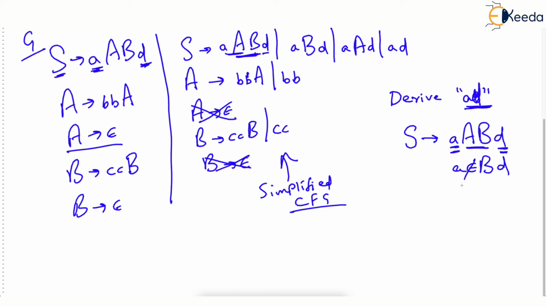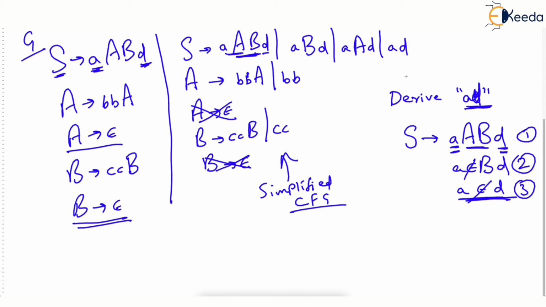Epsilon means nothing. And then in the next step, I will use B derives epsilon, but epsilon means nothing. So the string I have got is AD. But how many steps were required to derive this string? Check my words. 3 steps. First, we use the start symbol, then A derives epsilon, then B derives epsilon.